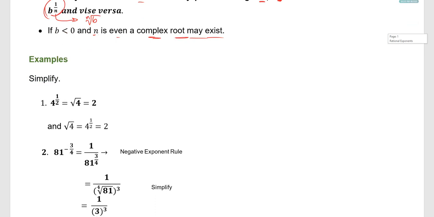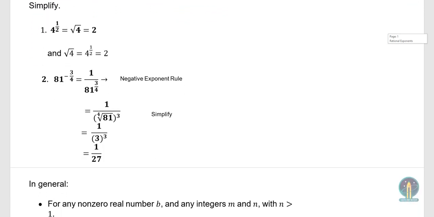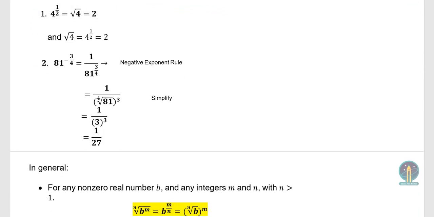Let's look at some examples. Simplify 4 to the power of 1/2. So again, the index of the radical is the same as the denominator of the exponent, which in this case is 2. So this is the same as the square root of 4, which is 2. Also, if we start from square root of 4, we can convert that to 4 to the power 1/2, which gives us 2.